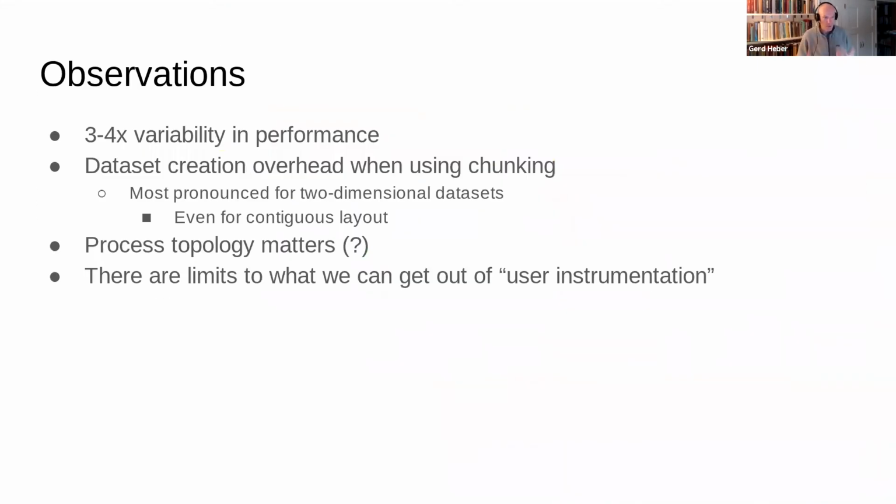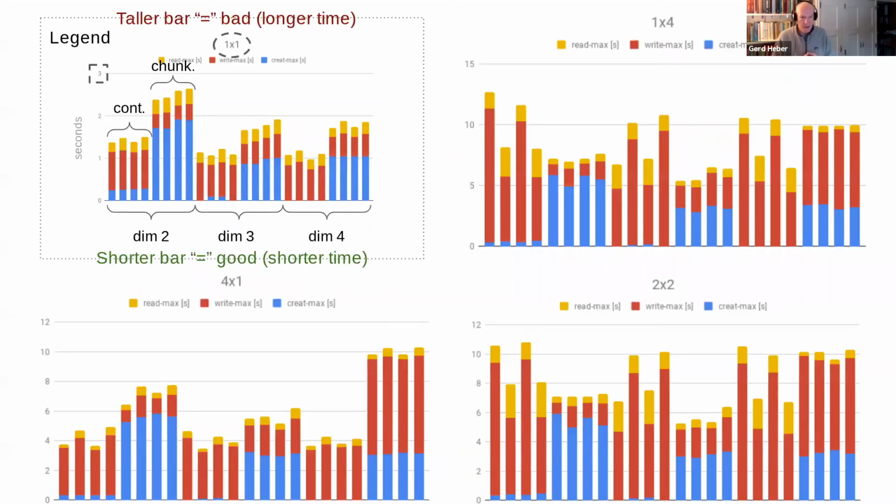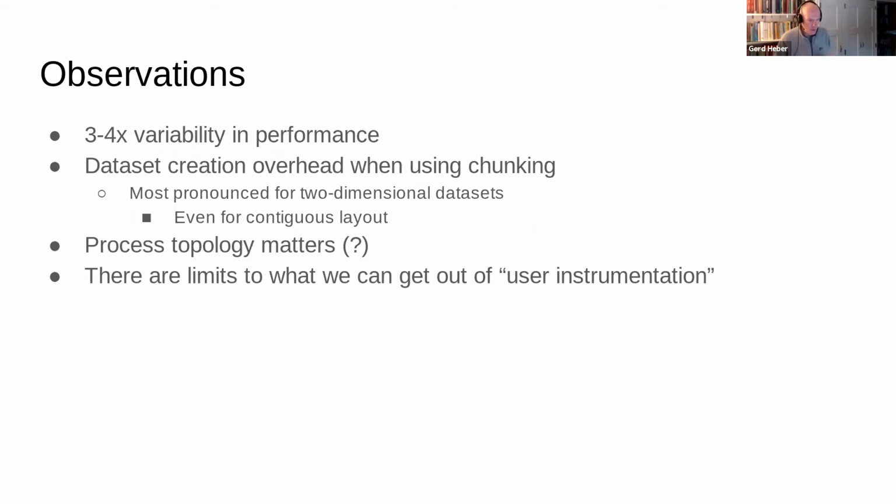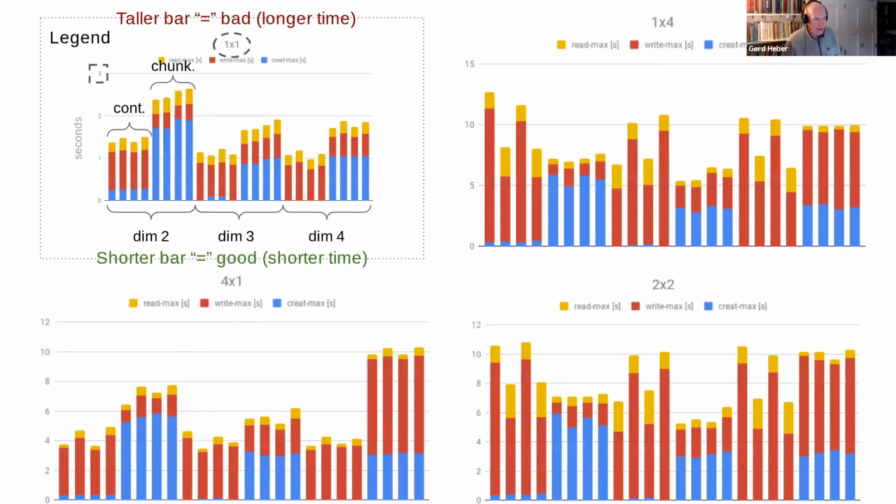And so a few observations. Number one, as I said already, there's a 3 to 4x variability in performance, which is not good, and we have to deal with it somehow. There appears to be data set creation overhead because, as a reminder, blue represents time that we are spending creating data sets. And for all these bars where there is a substantial blue portion, we are not purely spending time reading and writing data. We are doing other stuff that has nothing to do with reading and writing data, and that will, of course, reduce perceived performance. It also appears, given the ordering that we have, that this seems to be most pronounced when we use chunking.